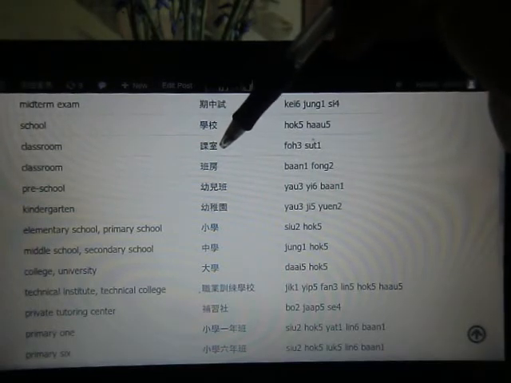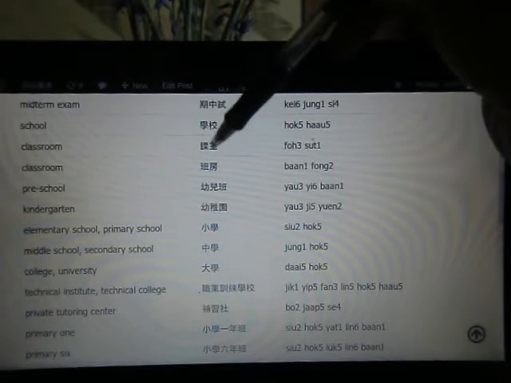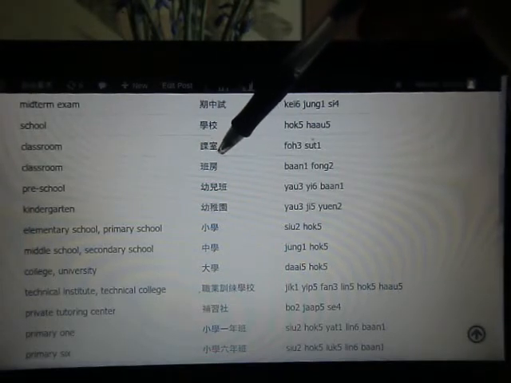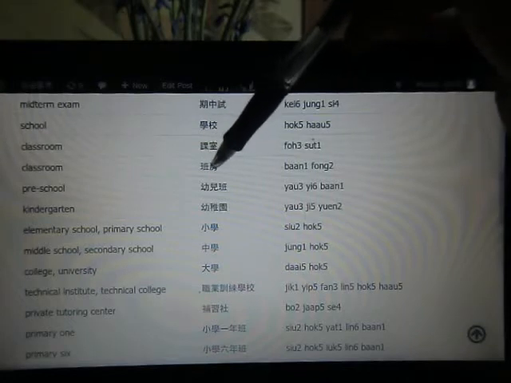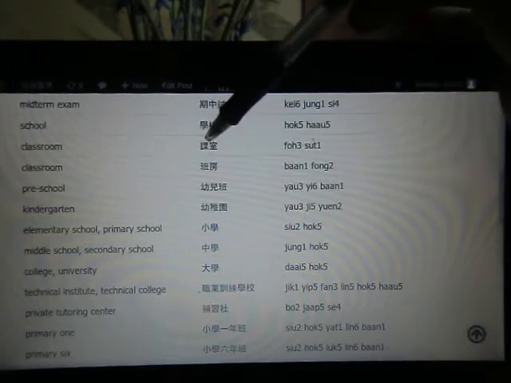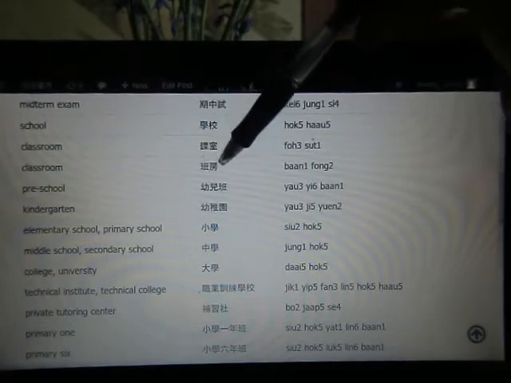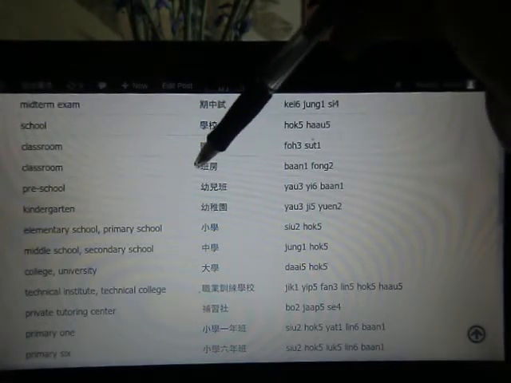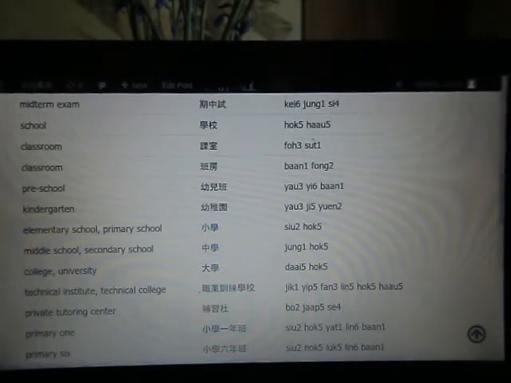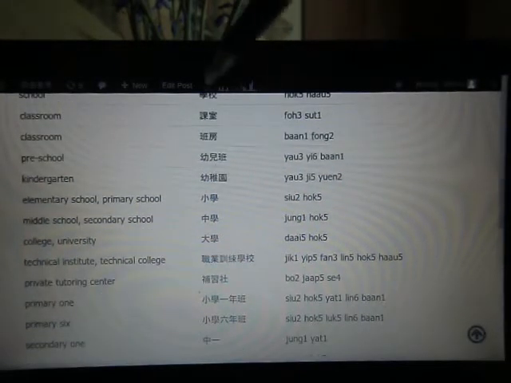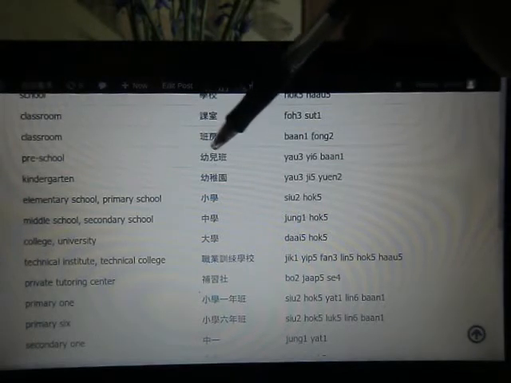Sat is a room. But in Cantonese, people more often say 班房 instead of 課室. 課室 is too formal. 班房 is more often used. 班 is a class, 房 is a room. 班房 is the classroom. And then 幼兒班 is the preschool.